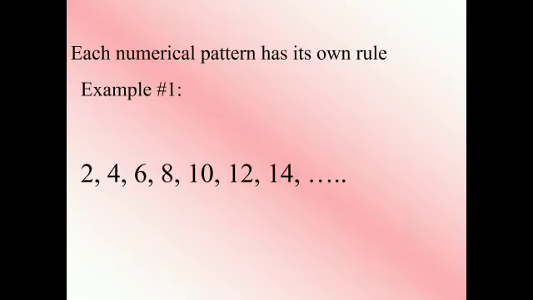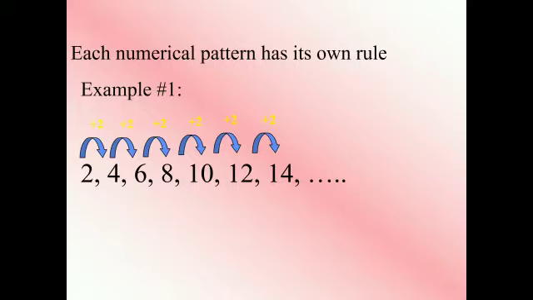Each numerical pattern has its own rule. For example, you have a sequence of numbers here: 2, 4, 6, 8, 10, 12, 14. Here, if you observe 2, 4, 6, what is the difference between these numbers? The difference is 2. So the rule will be add 2. For this numerical pattern, the rule is plus 2.